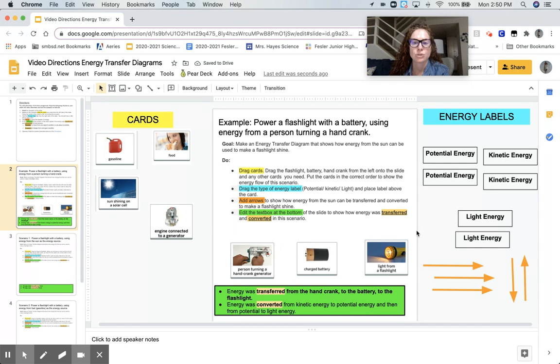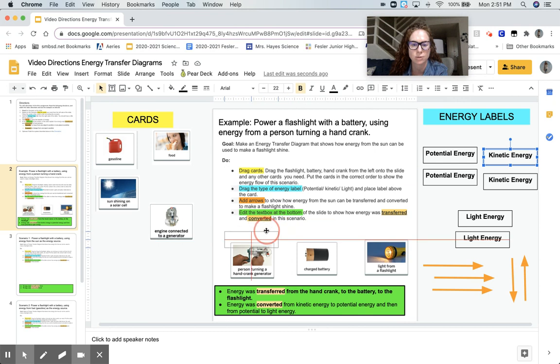Okay. So then drag the type of energy label. Notice it's blue right here, energy label. So these are my energy types. We have potential, kinetic, and light energy. And place the label above the card. All right, so a person turning a hand crank, they are moving. So that is kinetic energy. So I'm going to take one of the kinetic energy labels and put it above the hand crank.